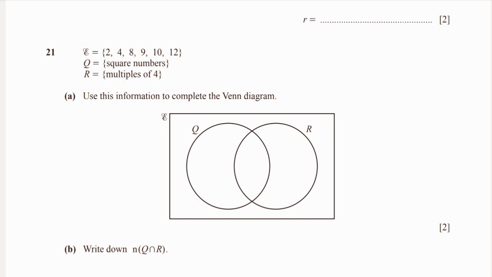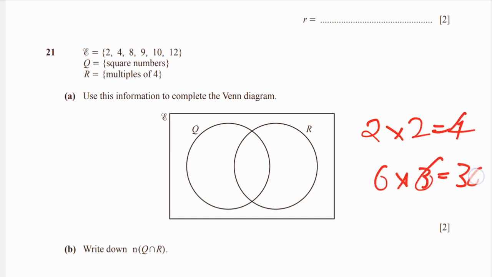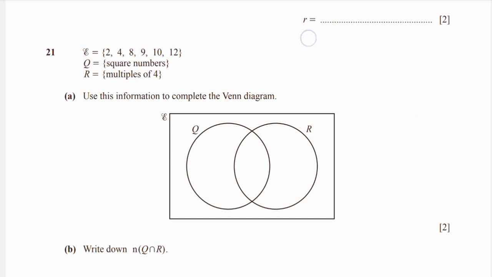We have a universal set having the numbers 2, 4, 8, 9, 10, 12. Q is the square numbers. Square numbers are numbers where we multiply the same number two times, so we get the result. For example, 2 multiplied by 2 is equal to 4. 6 multiplied by 6 is equal to 36. So 4, 36, 9, 16, these all are the square numbers.